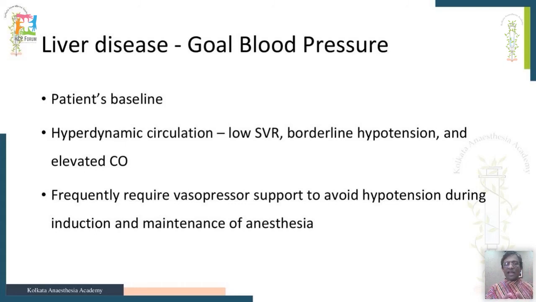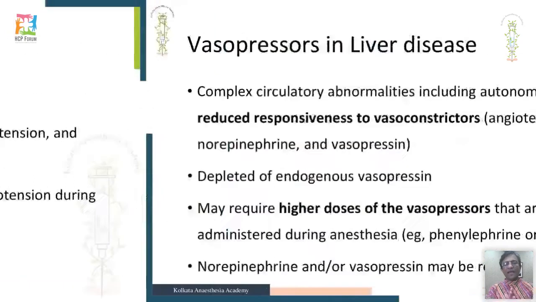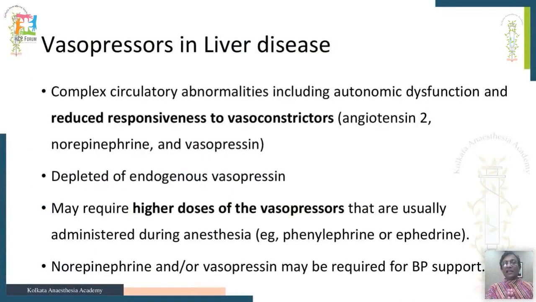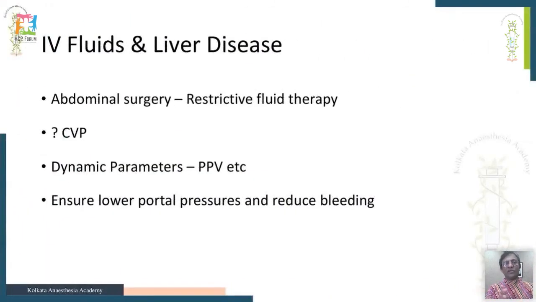Remember, they have a hyperdynamic circulation with a very low SVR, so there will be borderline hypotension, and they will require vasopressors early on to avoid hypotension during induction and maintenance. And they will be more resistant to the use of even exogenous vasoconstrictors, including vasopressins. So not only would you need noradrenaline and vasopressors to maintain the blood pressure, be aware that you might usually need a little higher doses of these when you're trying to take control of the blood pressure.